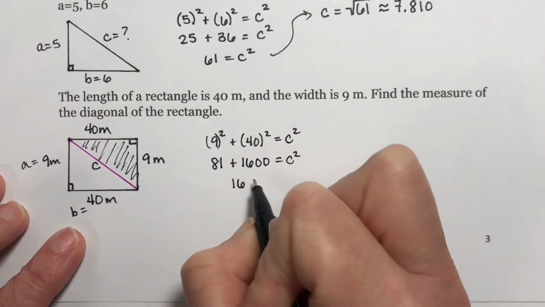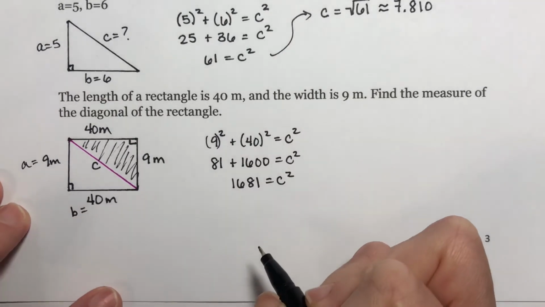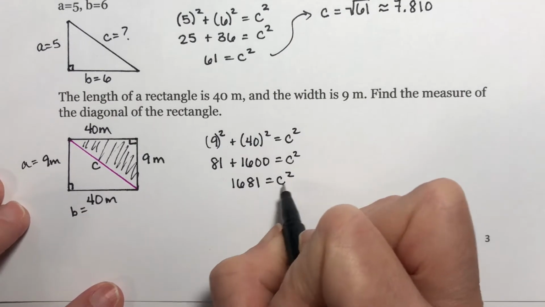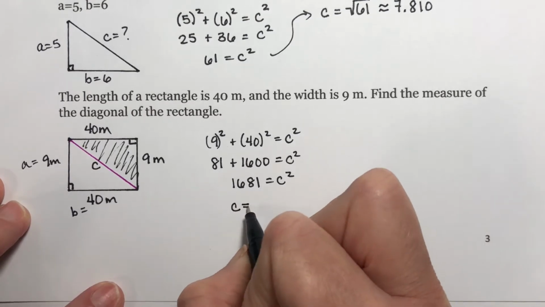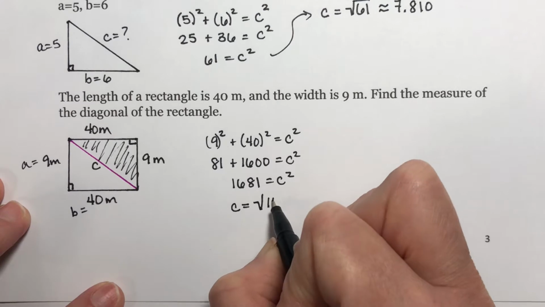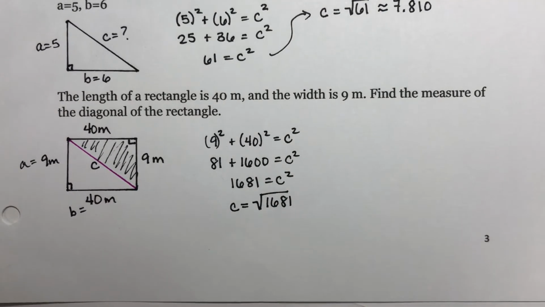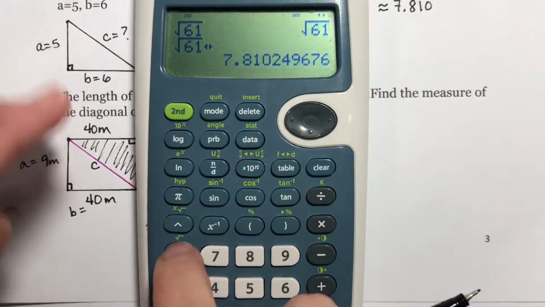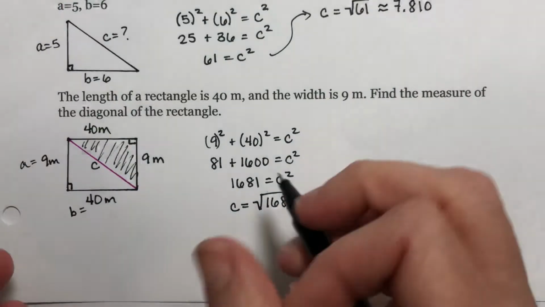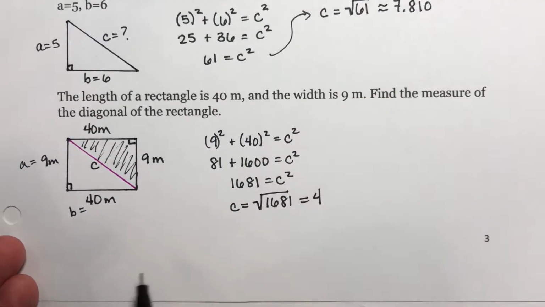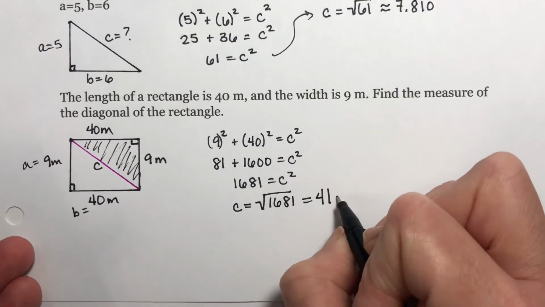So 1681 is equal to C squared. Let's take that square root. This is saying what number times itself gives you 1681. Let's type that in the calculator and see what we get. And we get 41. So this length from here to here would be 41 meters.